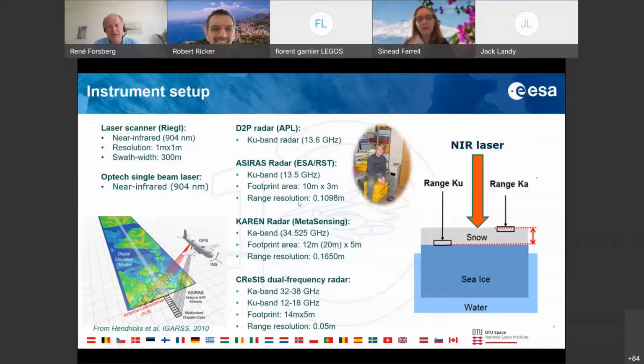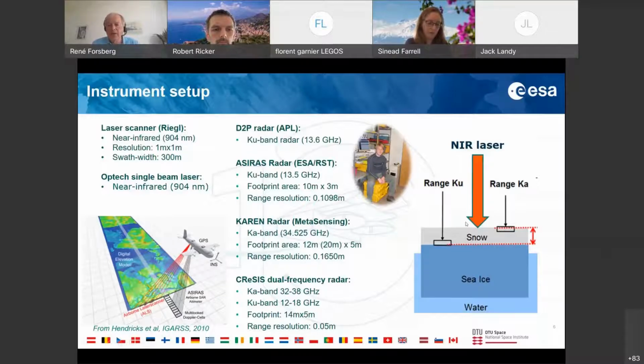And then in the later years, the KAREN, which was a Ka band radar developed by MetaSensing, and then 2019 onwards is the CReSIS dual frequency radar, which has both Ku and Ka band. And the advantage of having both the LiDAR and the two different radar bands on the same aircraft is, of course, you have all the data at the same time. Not that it always works, because the LiDAR still needs cloud-free or fog-free conditions. But of course, by and large, we got a lot of data. It's still sitting there, a lot of that, and quite a large volume also.